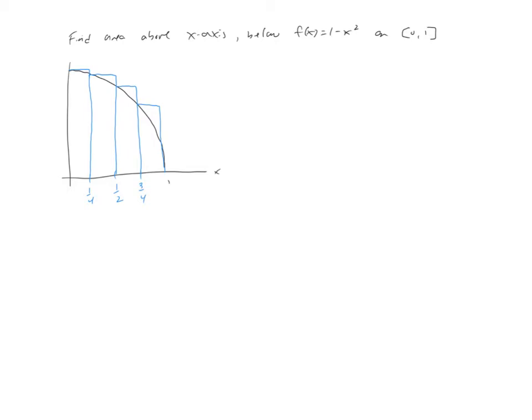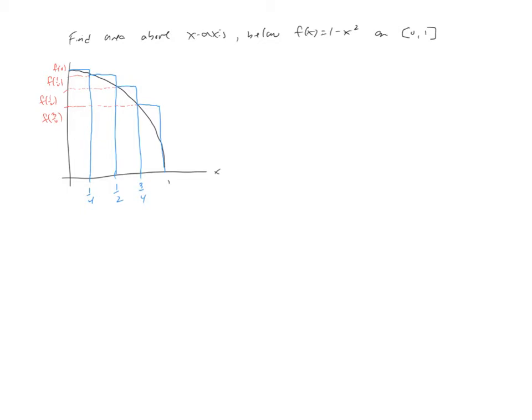So for our heights, that's going to be this guy here, this guy here, this guy here, and this guy here. The first one is going to be f of 0. The second one from right here, that's going to be f of 1/4. The next one would be right there, and that's going to be f of 1/2. And the last one, our height, would be f of 3/4.